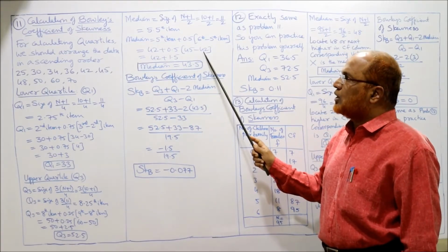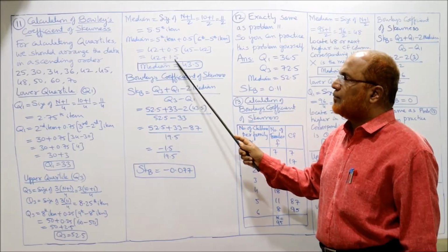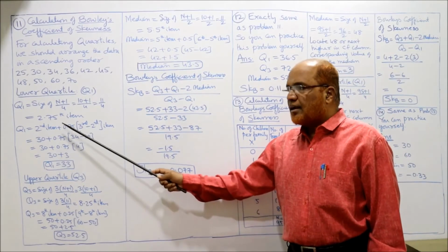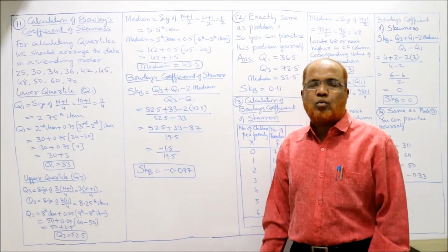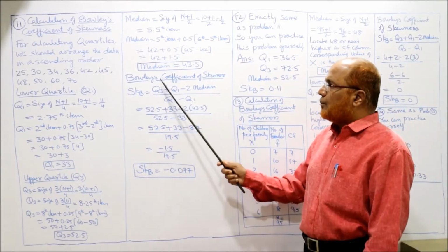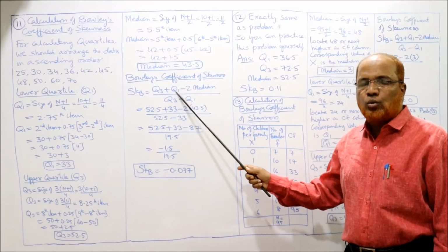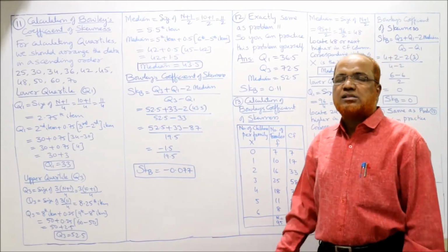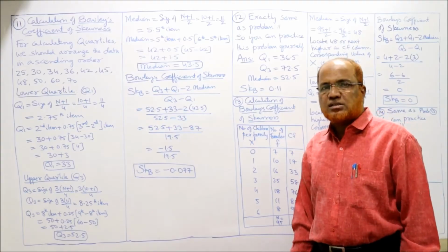So 45 minus 42 is 3. 3 into 0.5 is 1.5. 43.5 is the median. So we have calculated Q1, we have calculated Q3 and we have calculated the median. That's all we require to find out Bowley's coefficient of skewness. Now Bowley's coefficient of skewness SKB is equal to Q3 plus Q1 minus 2 median divided by Q3 minus Q1. This is the formula to find out the coefficient of skewness.